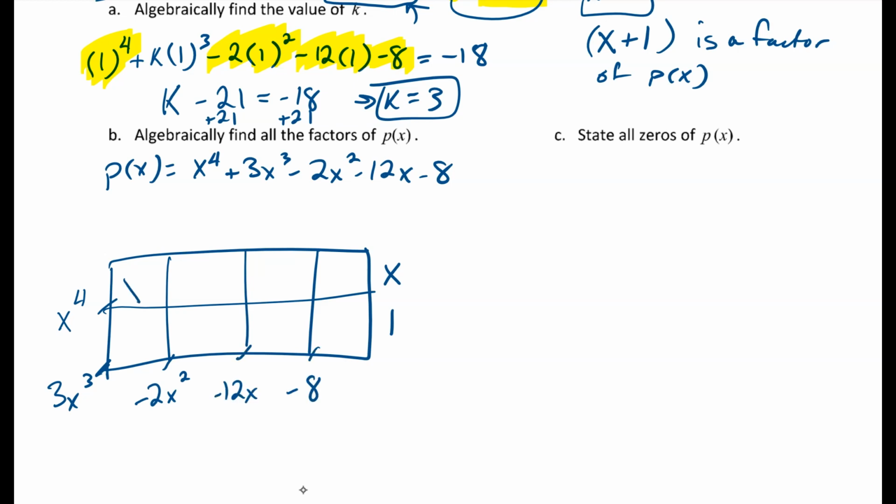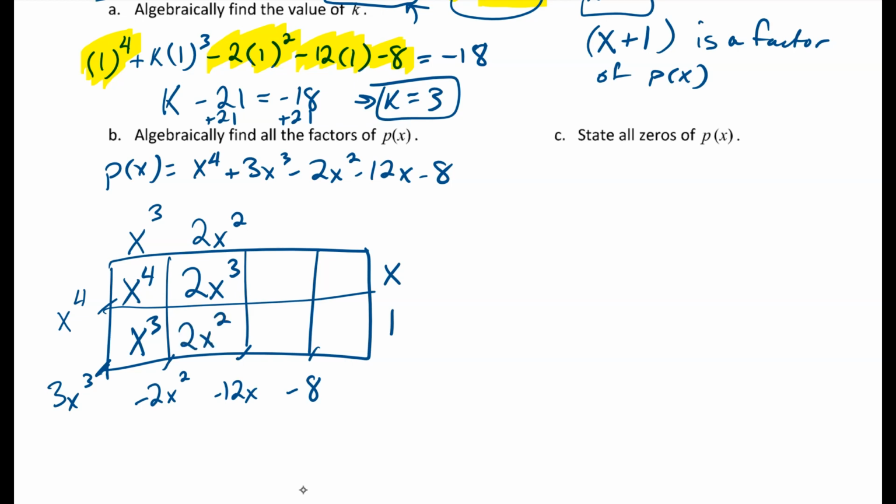The first thing I do is start in the upper left box, put x to the fourth there. I ask myself, what would I multiply x by to get x to the fourth, and it's x cubed. Then I do my multiplication. x cubed times 1 is x cubed. Then I look along the diagonal. They should add to 3x cubed. I already have one of them, so I need 2 more. And I would have to multiply x by 2x squared to get 2x cubed. 2x squared times 1 is 2x squared.